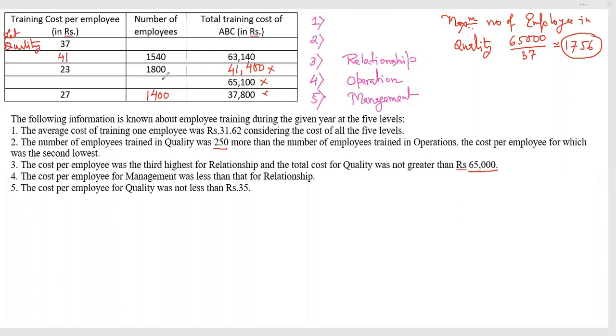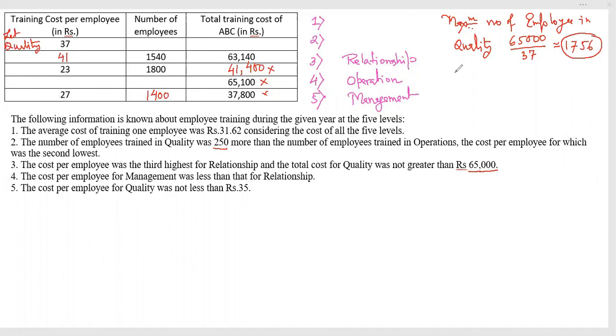then operation cannot be the third column, because it is 1800, and I know that quality is 250 more than the operation. Also, operation cannot be 1540 because it is 41. Operation needs to be among the last two. So there are two possibilities: either the fourth row or the fifth row may be operation.